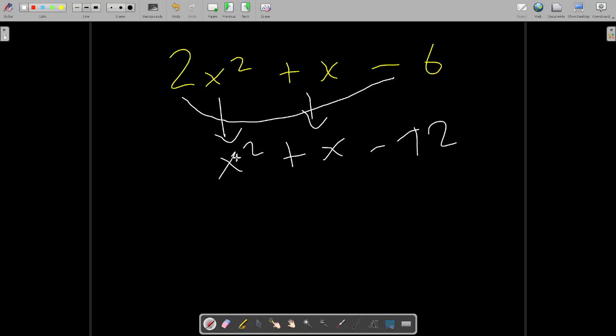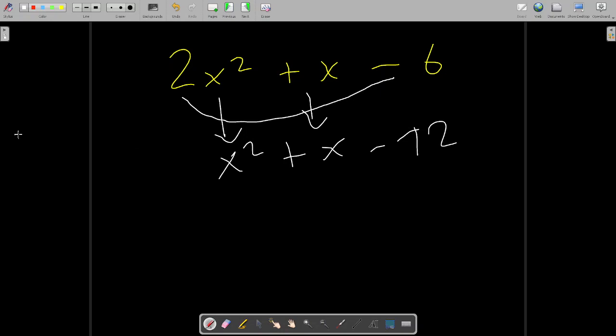Now, you have to keep in mind that this and this are not equal, so do not put an equal sign there. This is just one of the steps we use to get an easy way of factorizing it. So now we have a form of x squared plus bx plus c, where the a is just 1. So x squared plus x minus 12.